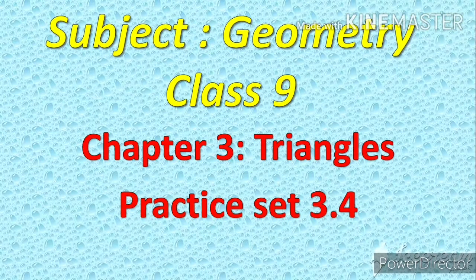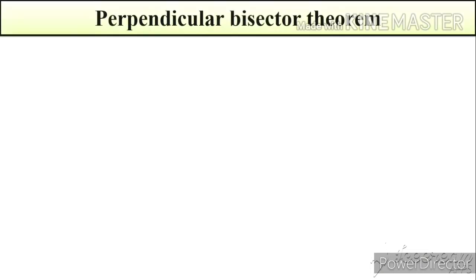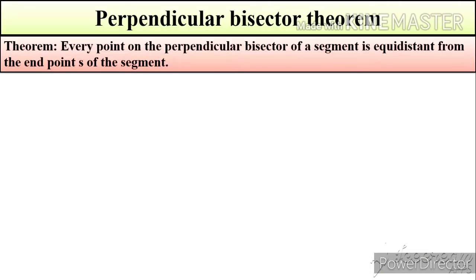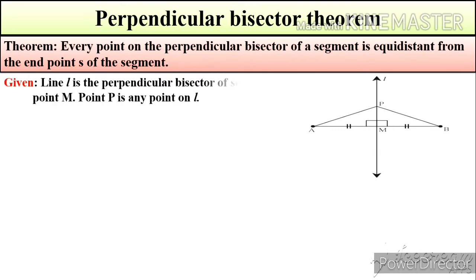Miss Rita here. Today in Geometry of Class 9, Chapter number 3, Triangles, we'll start practice set number 3.4. Students, before that we will see the perpendicular bisector theorem. The theorem is: every point on the perpendicular bisector of a segment is equidistant from the end points of the segment. The figure is given on your screen.